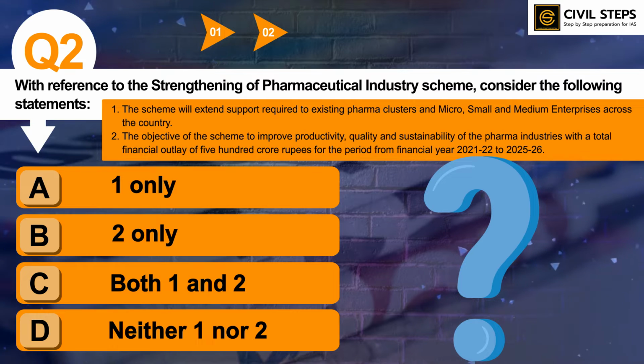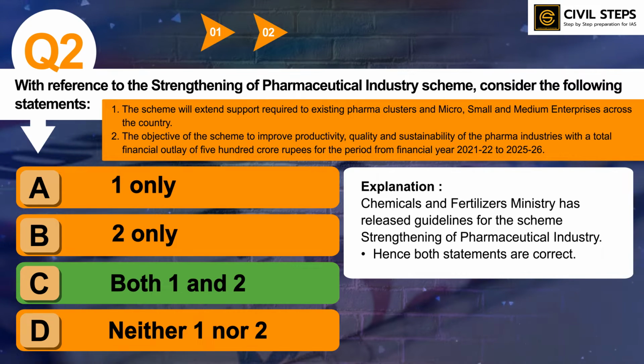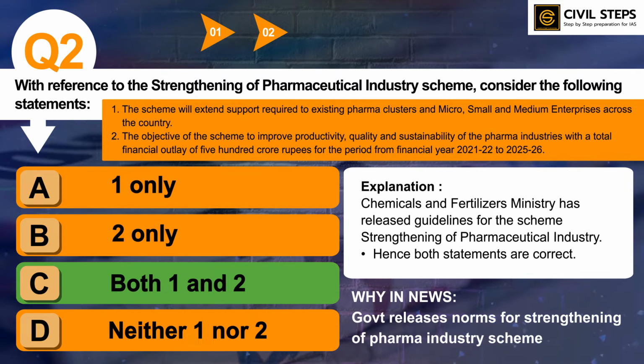So you can write down your answer in the comment section. The correct answer of this question is option C, both 1 and 2. The Chemical and Fertilizers Ministry has released guidelines for the scheme strengthening of pharmaceutical industry. Hence both statements are correct. This was in news because the government released norms for the strengthening of pharma industry scheme. You can read about the pharmaceutical industry, about patents, copyrights, about intellectual property rights. So this can be the associated topic of this question.